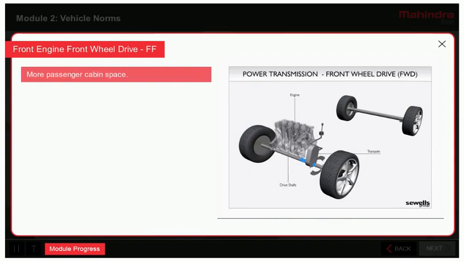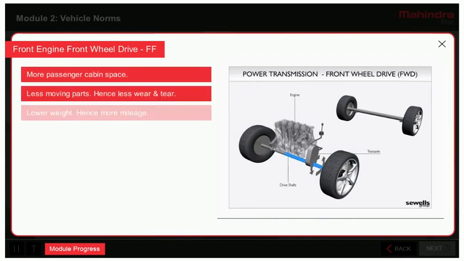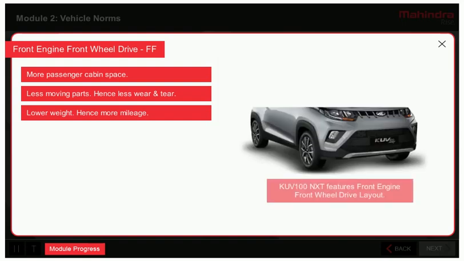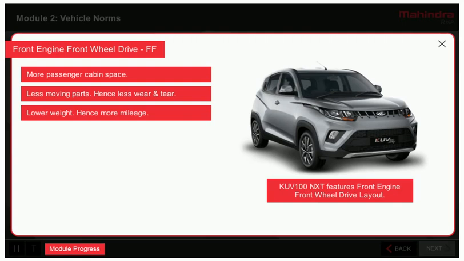In the front engine, front-wheel drive layout, the engine is mounted in the front that transmits power to the front wheels. Generally, front-wheel drive vehicles are transversely mounted because of space limitations. Benefits of this layout are: more passenger cabin space, less moving parts, hence less wear and tear, lower weight, hence more mileage. KUV 100 NXT features front-engine front-wheel drive layout.